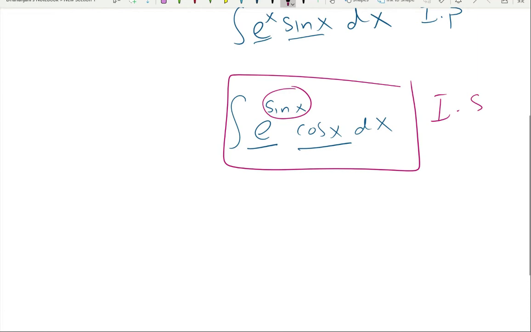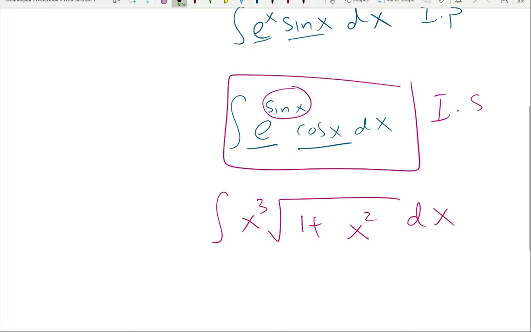Okay, so now when I compare these two techniques, always I had two different types of functions. How about this then? Now here, you have the same type of functions, x cubed and square root of 1 plus x squared. You can think of both of them as algebraic functions. Now which technique? Think about this one.